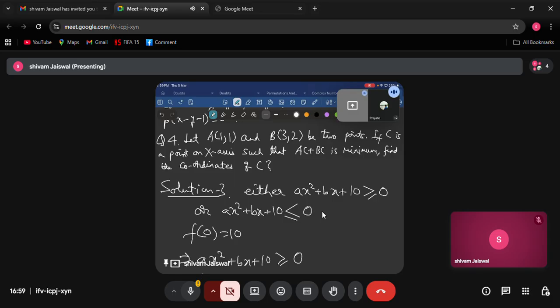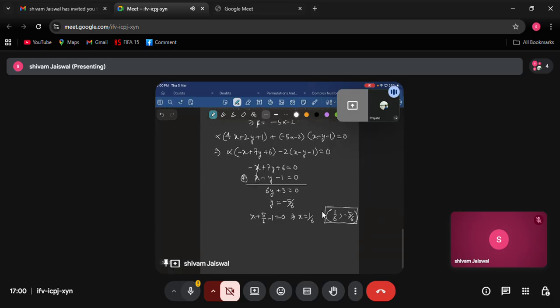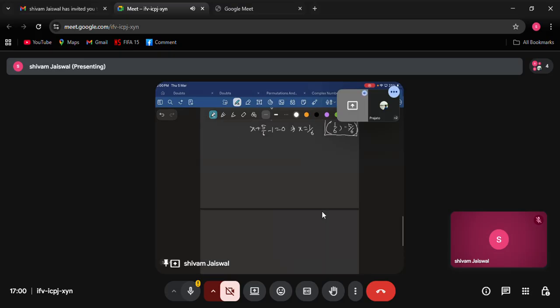Okay, so everyone pay attention. A(1, 1) and B(3, 2) are 2 points. If C is a point on the x-axis such that AC plus BC is minimum. Do people remember? Optics problem. Right? Or have you forgotten the optics problem?